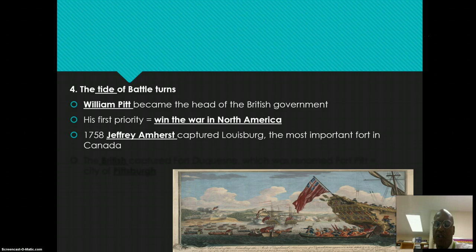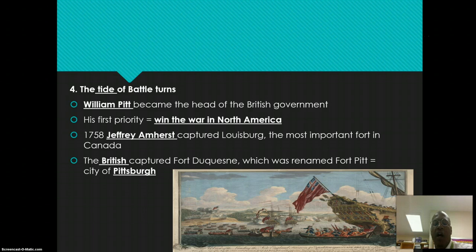This is one of the most important forts in Canada in terms of its strategic location for supplies and for reaching the capital city of Quebec. And so they're able to capture Louisburg. They exile many of the French-speaking Canadians there, who would later go to New Orleans. As a lot of the troops were diverted from protecting Fort Duquesne to Louisburg, the British are able to go in and capture Fort Duquesne. Later it's named Fort Pitt, and it becomes the city of Pittsburgh, for you Steelers fans.